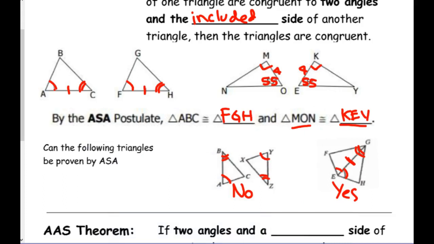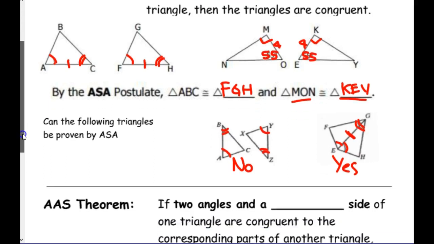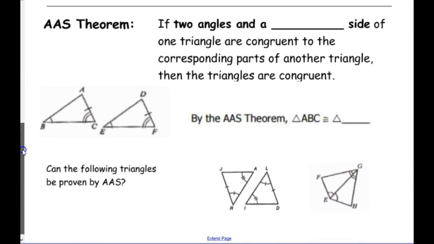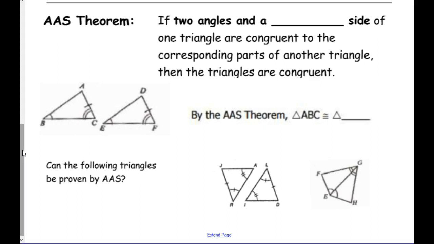Now, so far, you're saying, you know, they're all going to work. Well, we'll get to the ones that might not work in a minute, okay? But ASA is solid. The next one right here is AAS, all right? Now, we're going to have a new word here. So if two angles and a non-included, meaning not between, right? So if two angles and a non-included side of one triangle are congruent to the corresponding parts of another triangle, then the triangles are congruent.